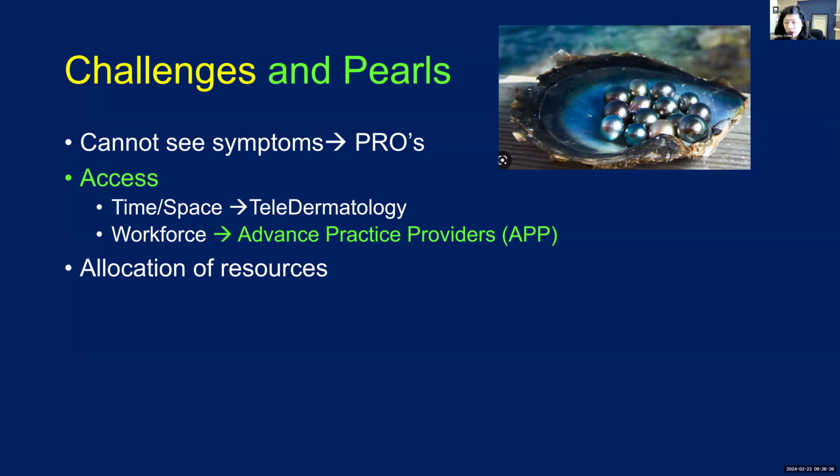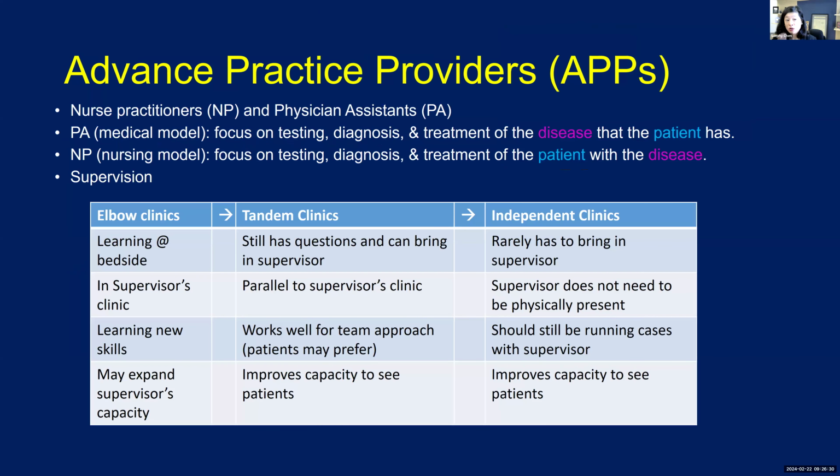So a quick word about APPs. We have both nurse practitioners and physician assistants here at Duke. The difference between the two, for those of you who don't know, is really what they're trained to focus on. PAs are trained to focus on the disease that the patient has, whereas the nurse practitioners are trained to treat the patient, to focus on the patient who happens to have the disease. At the end of the day, they're both delivering great dermatologic care.